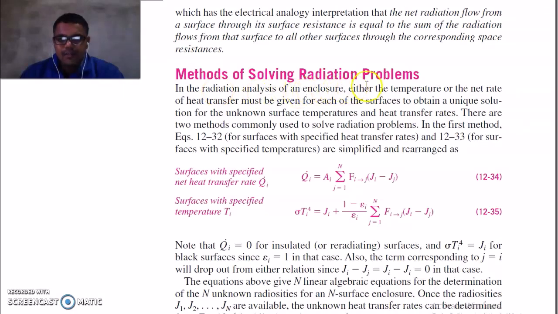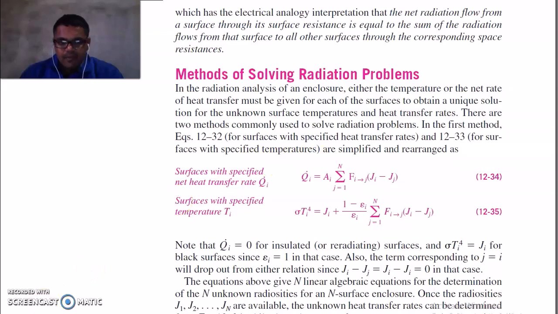Method of solving radiation problems. In radiation analysis of an enclosure, either the temperature or the net rate of heat transfer must be given for each surface to obtain a unique solution for the unknown surface temperatures and heat transfer rates. There are two methods commonly used to solve radiation problems. In the first method, heat transfer rate is specified. For the second method, temperatures are specified.